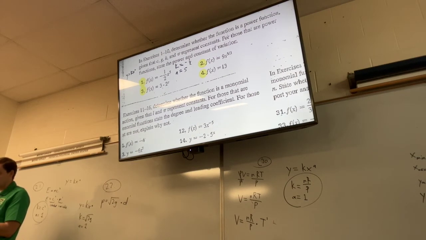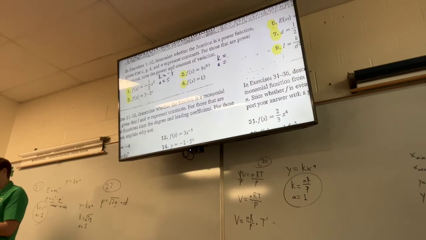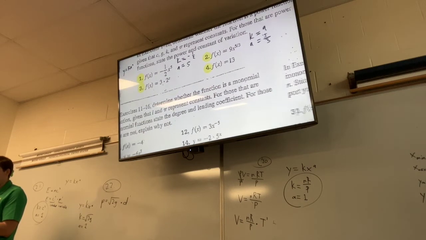Number 2. JJ, number 2, first of all, is it a power function? And if it is, what's my k and what's my a? Is it 9 for k, yeah, good job. What's my a? 5/3. Sweet, nailed it. Awesome.